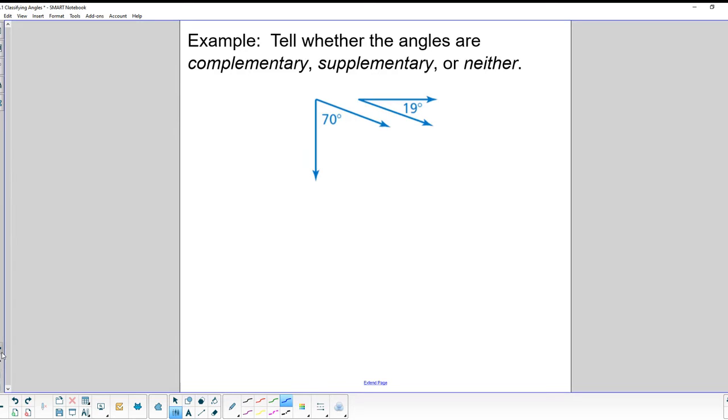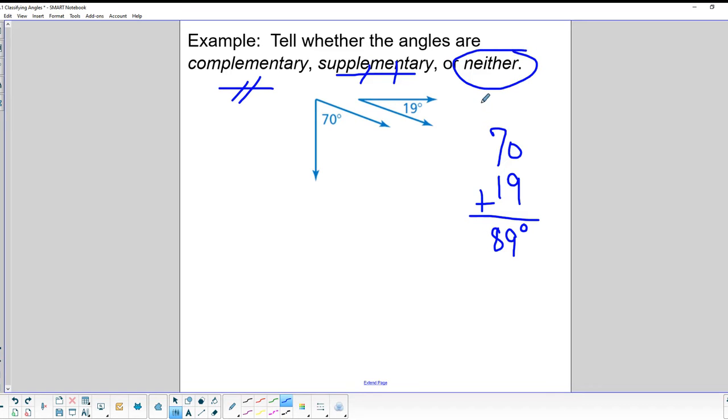All right, how about these two? If you take the two angles and sum them up, 70 and 19, oh, look at that. They add up to 89 degrees, which is a pretty good number, but it's not quite 90 degrees, and it's definitely less than the 180 for supplementary, so it's not either of those. So then this would be neither supplementary nor complementary.